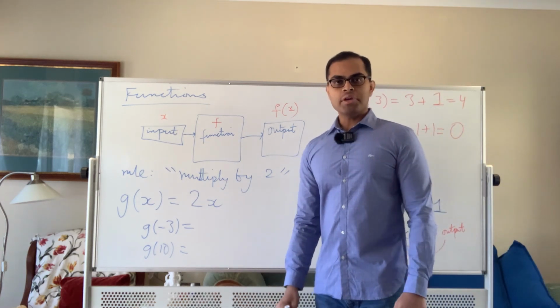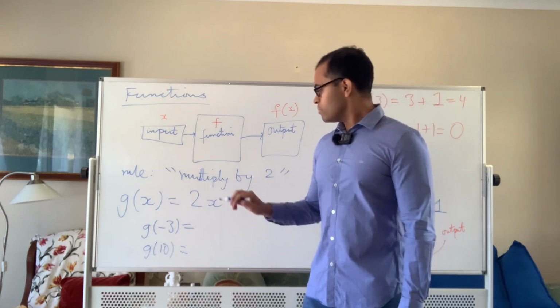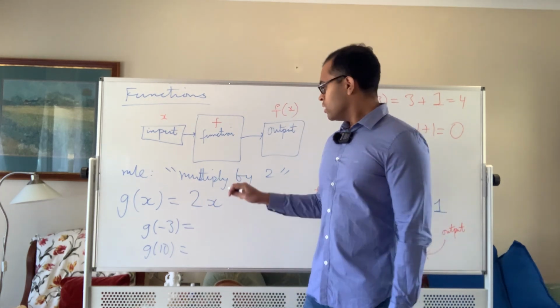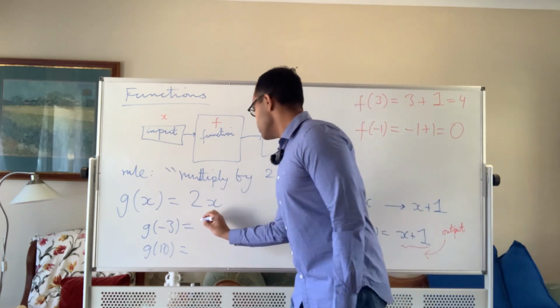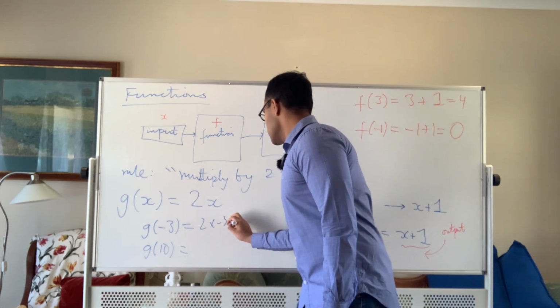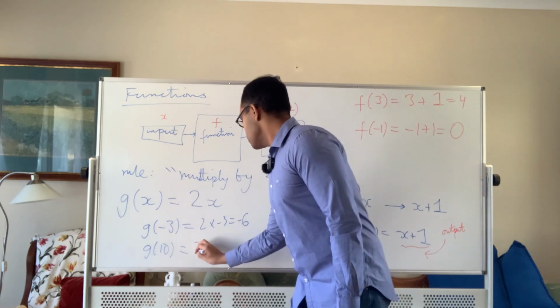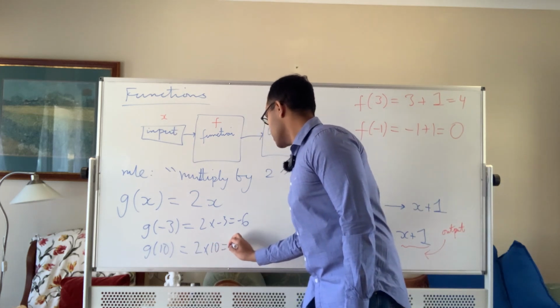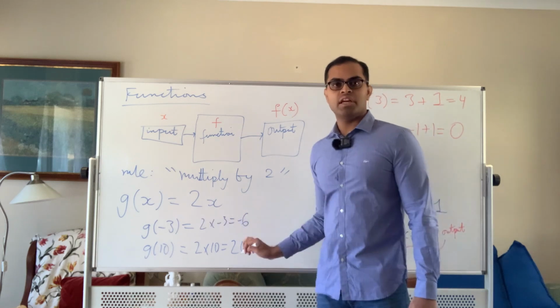So g of negative 3, just plug it in. X is negative 3. X is our variable. It has become negative 3. Then our rule, our output is going to be 2 times x. So it's going to be 2 times negative 3, which is negative 6. If x is 10, then it's going to be 2 times 10, which is 20. So g of negative 3 is negative 6, g of 10 is 20.